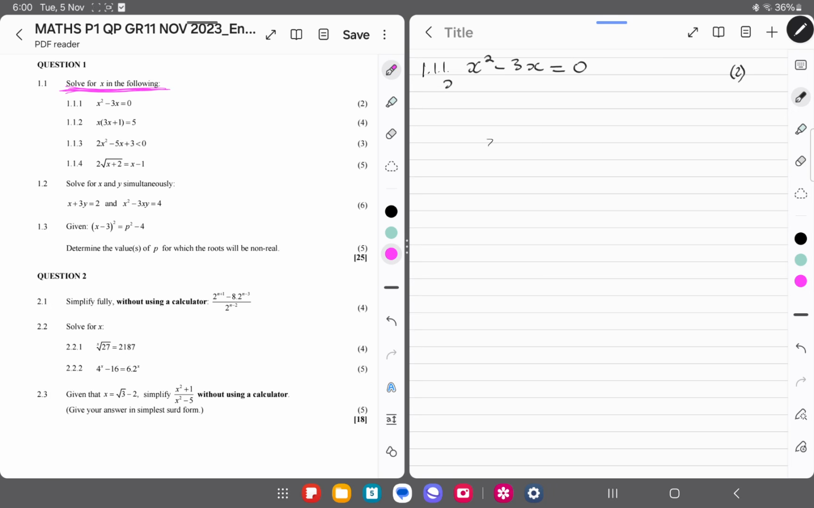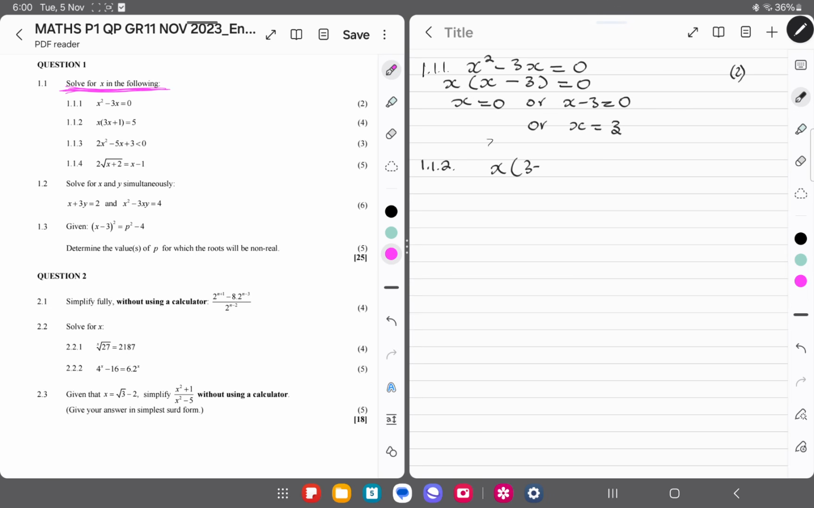So I'm going to take x out as a common factor. I have 2 x's. I'm taking 1. I'm left with only 1x minus 3x, taking 1x, I'm left with minus 3 equals to 0. Therefore, x is 0 or x minus 3 equals to 0. Therefore, or x equals to 3. So those are my 2 x values that I got there.